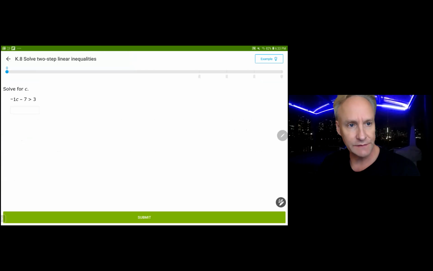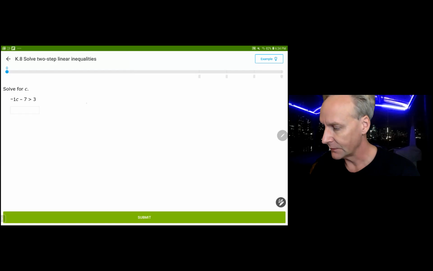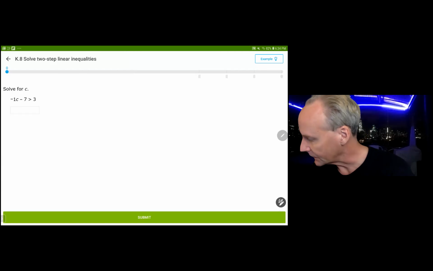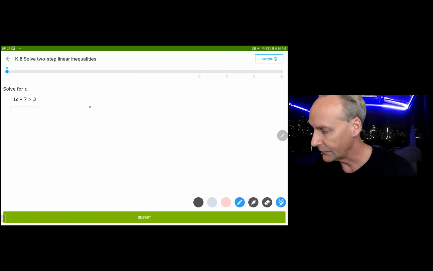Now, inequalities are solved almost identically to how we solve equations. In fact, I'm going to go through the exact same steps that I would go through if this was an equation. There is one weird rule that you absolutely must follow every time, and it is true for this particular one. So this one says negative 1c minus 7 is greater than 3.